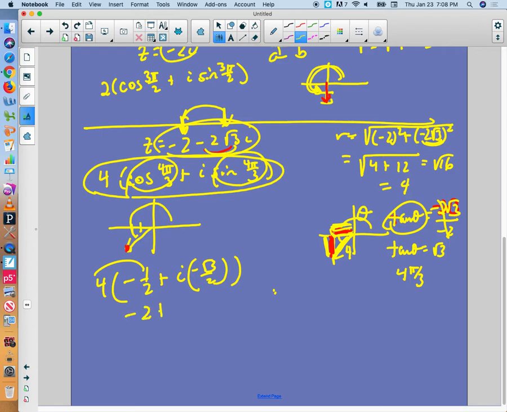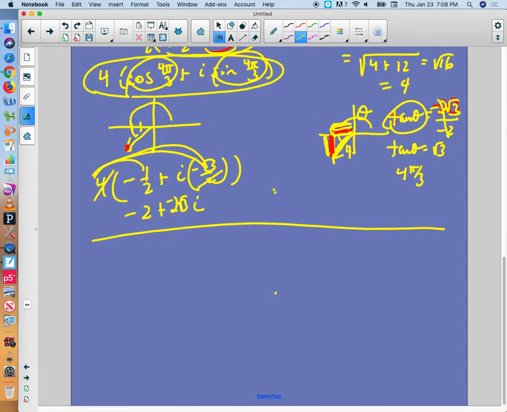Distribute, you get negative 2. This gives you i, and this would give you negative 2 root 3 if you cross out your 2, which is the same. You should be able to go back and forth from rectangular to the trigonometric form, which later on is like the polar form. Okay, but you could have just stopped there.